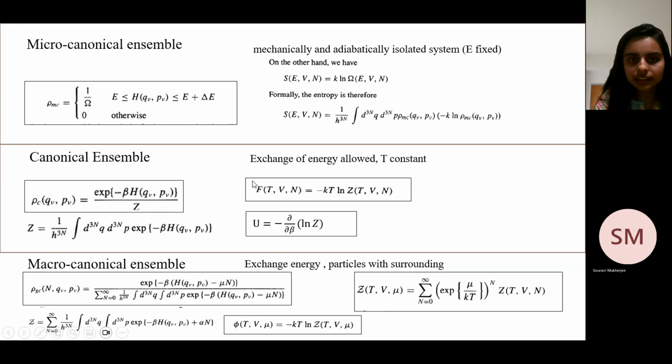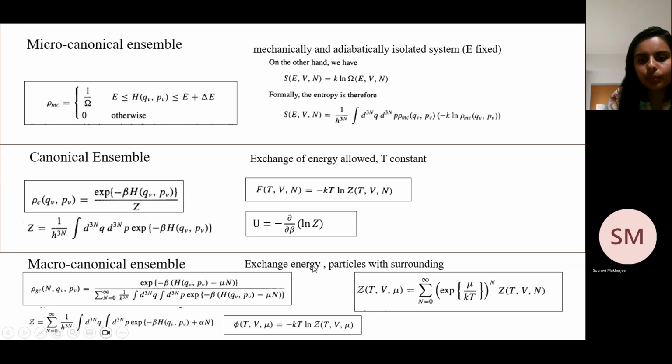Like you can find a potential, the Helmholtz free energy, by using this relation, minus kT ln Z. Then you can also use the partition function to derive the expression for internal energy, which is given as minus del by del beta of ln Z. And once you have F, you can use the differential form of F to find the various other thermodynamic variables or the equation of state.